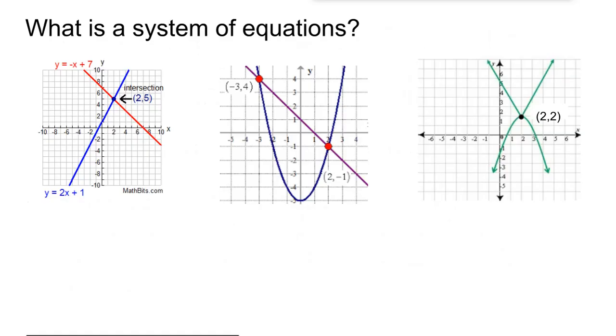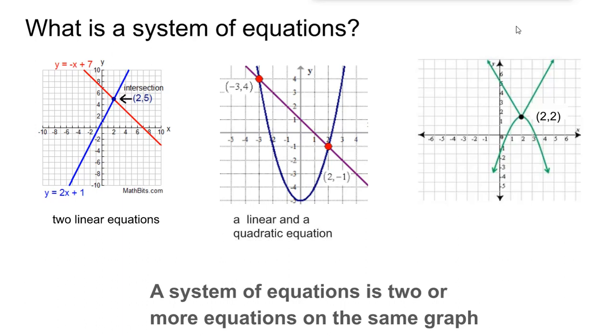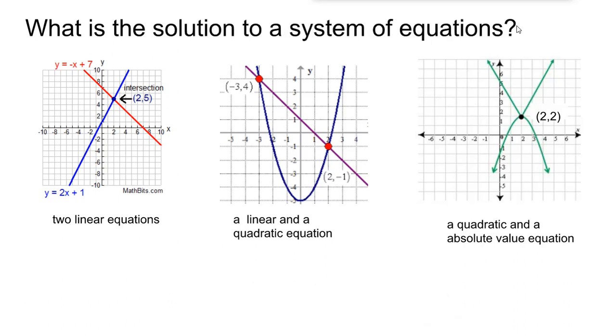What you're looking at here are examples of systems of equations. Systems of equations are very simply two or more equations that are on the same graph. The first is two linear equations on the same graph. The next one is a linear and a quadratic equation on the same graph. And the last one is a quadratic and an absolute value equation on the same graph.